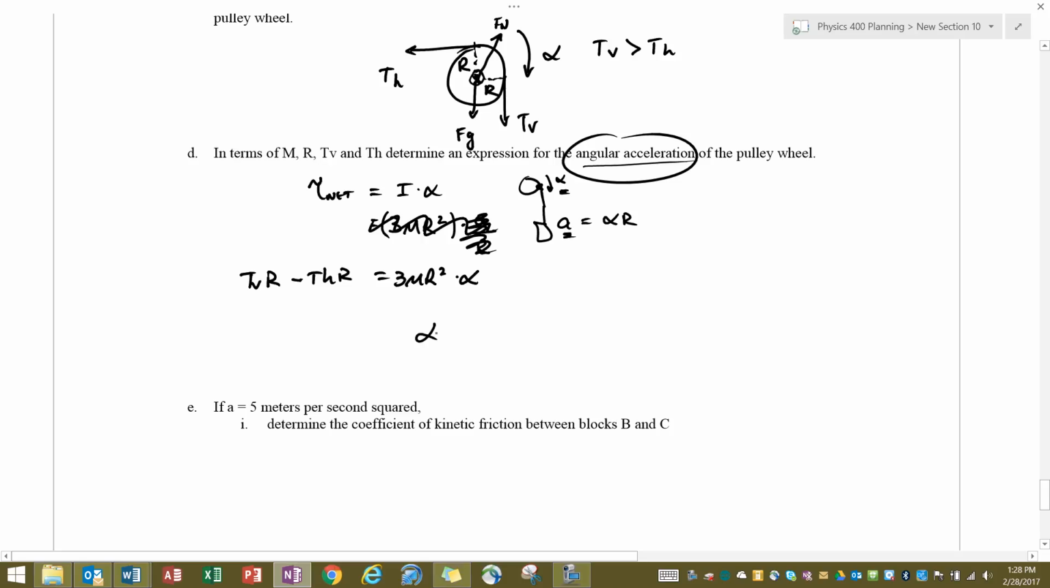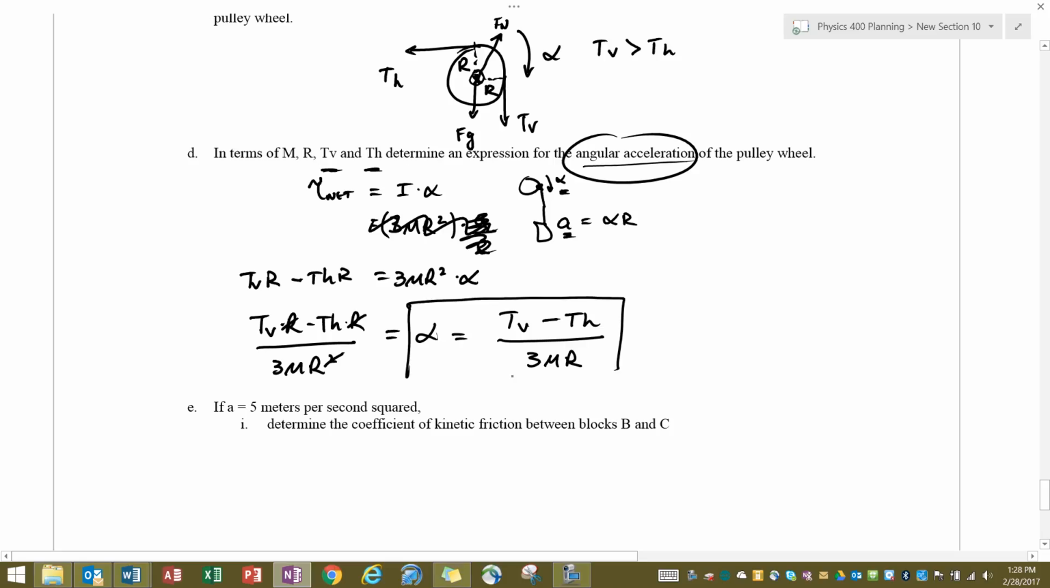So now solving for alpha, TV times R minus TH times R over 3M R squared. The R squared can get rid of those, and so we have our simplified expression, TV minus TH all over 3M R. TV and TH are allowed in this expression, so I don't have to go any further than this.